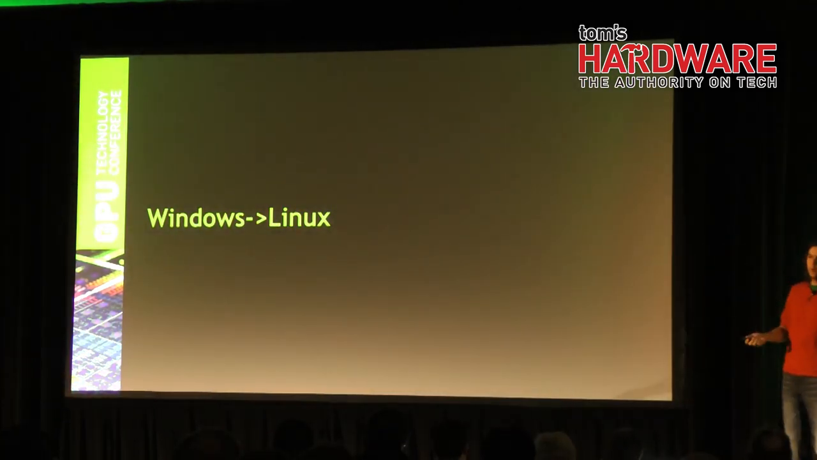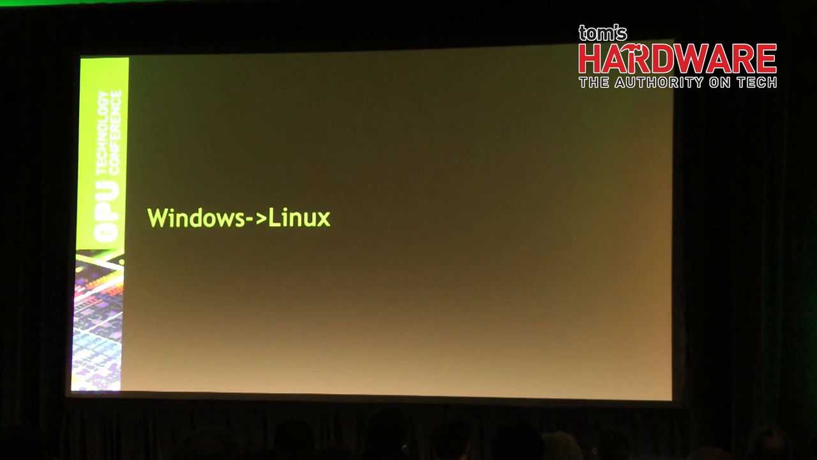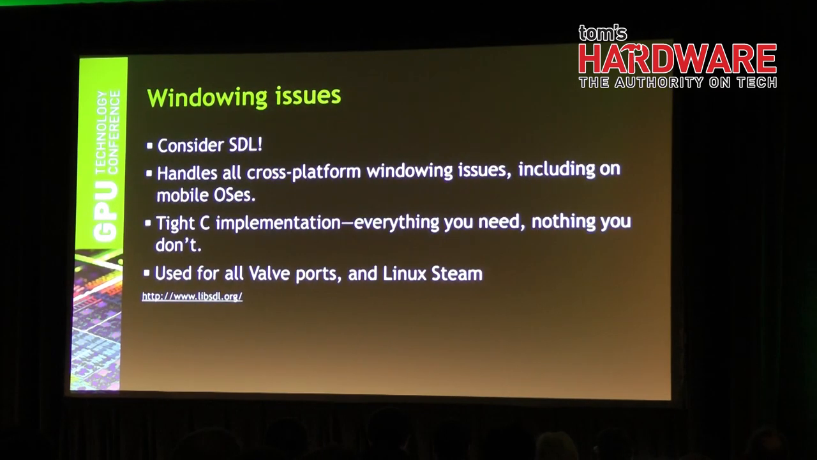All right, so when you're porting to Linux, we found fairly early that there are several separable tasks that can all happen in parallel. One is porting from Windows to Linux and working on OS issues, and separately you can be working on porting from D3D to OpenGL. They're not dependent on each other, which is really great. So the first thing we're going to talk about is getting from Windows to Linux.